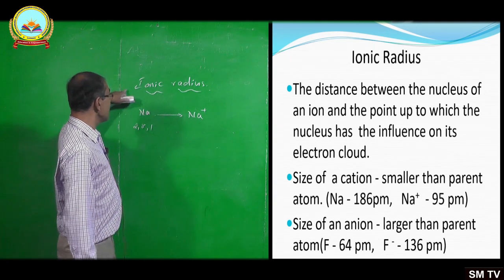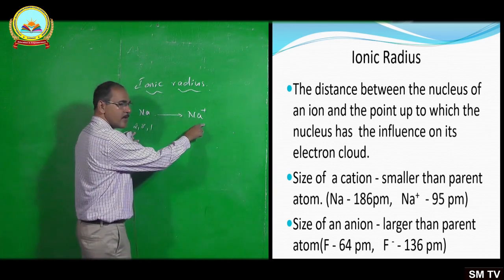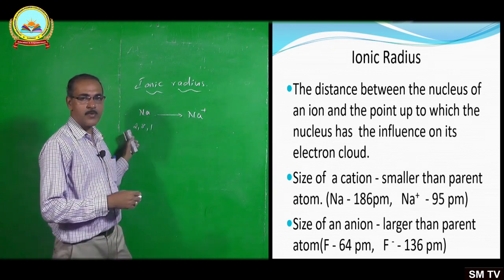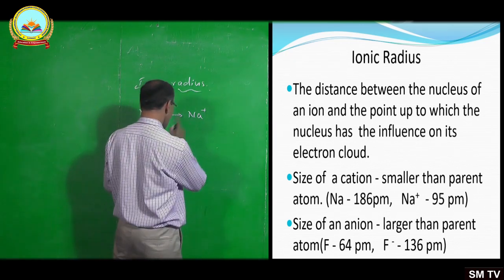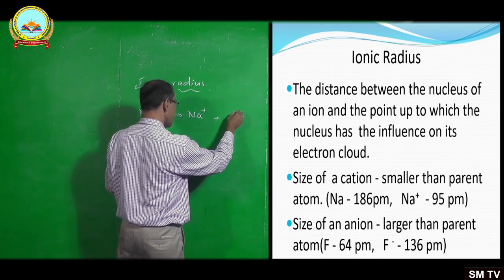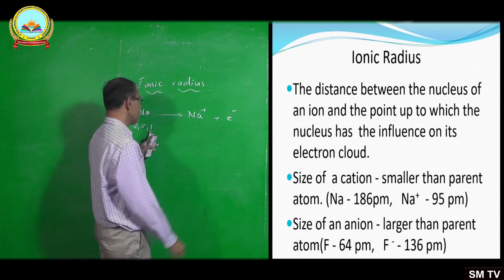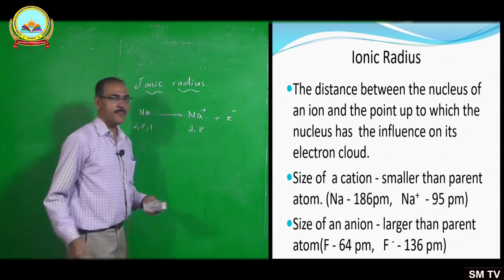Anyway, we are discussing ionic radius. Na is converted to Na plus. How is it converted to Na plus? It loses one electron, an electron is removed here. So the configuration becomes 2 and 8.